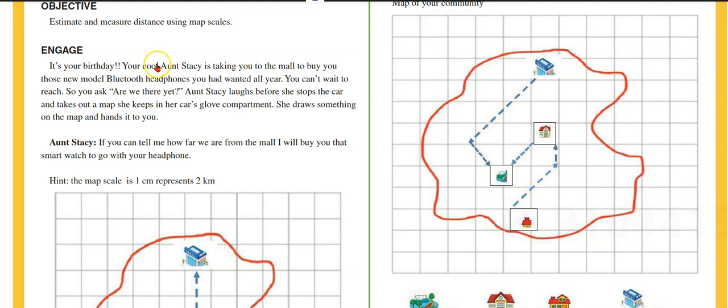It's your birthday. Your cool Aunt Stacy is taking you to the mall to buy you those new Bluetooth headphones you had wanted all year. You can't wait to reach. So you ask, are we there yet? Aunt Stacy laughs before stopping the car and takes out a map she keeps in her car's glove compartment. She draws something on the map and hands it to you.